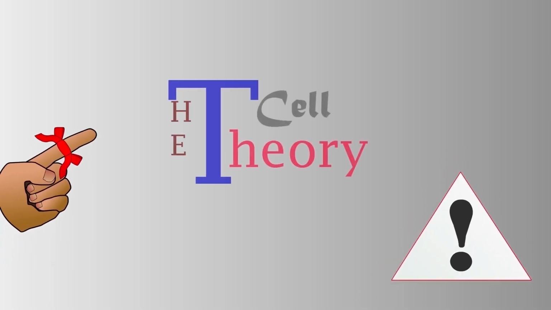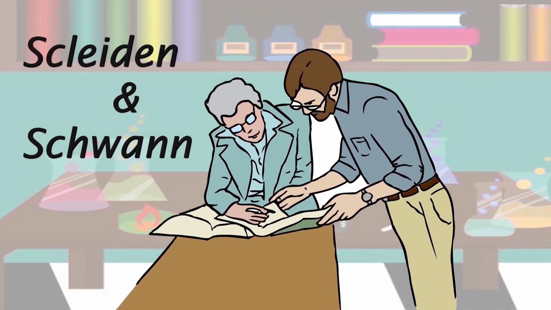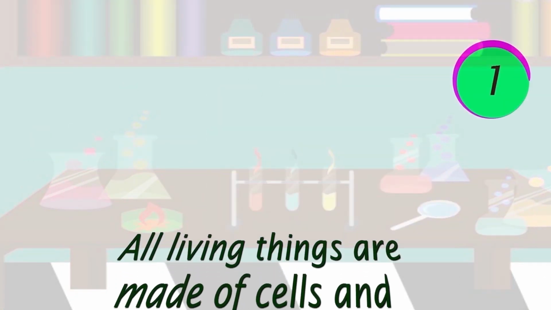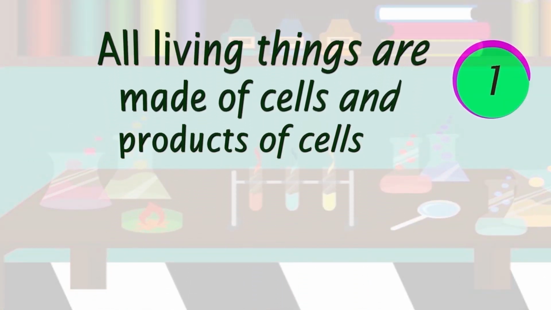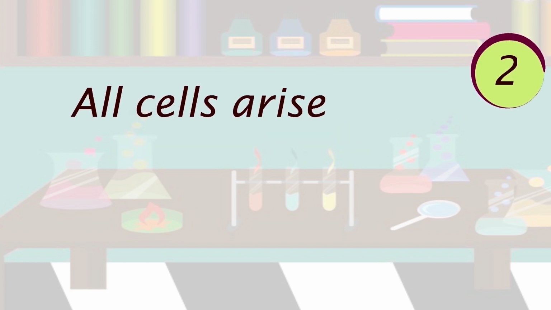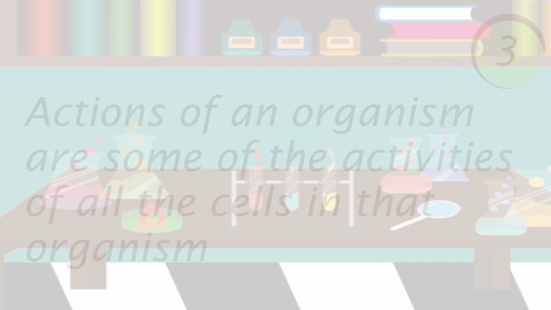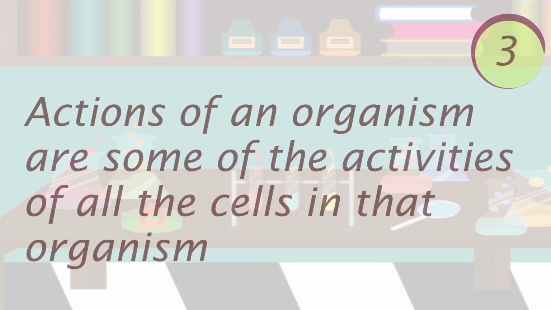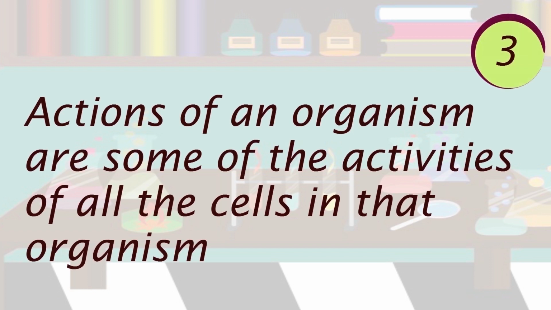Next comes the important part, the cell theory. It was put forth by Schleiden and Schwann. Their postulates are: all living things are composed of cells and products of cells; all cells arise from pre-existing cells; and the actions of an organism are the sum of the activities of all the cells in that organism.